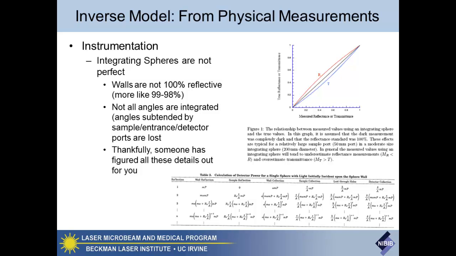Thankfully, somebody has spent all the time and effort to figure out and calculate how these imperfections of the sphere contribute. This is very difficult to see, and I don't want you to even bother reading it, but it has gone through to say, with multiply reflected light within the integrating sphere, how do these imperfections contribute to the total integration of your light signal?